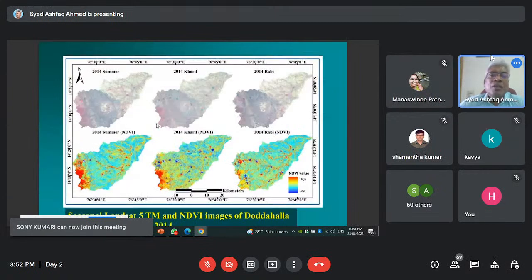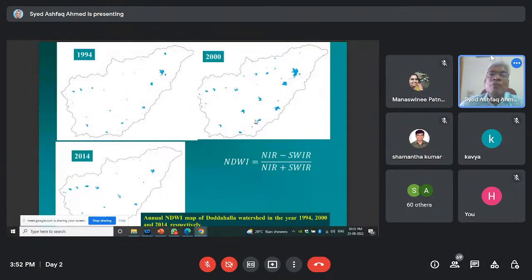After the classification of these crops, we can also classify further. I've told you about the presence of water. There is one more parameter, an algorithm called NDWI. This is the normalized differential water index. With this water index, we have analyzed how much water was present during 1994, 2000 and 2014, even to the present day, and how much water is present now. So all those things you can analyze.